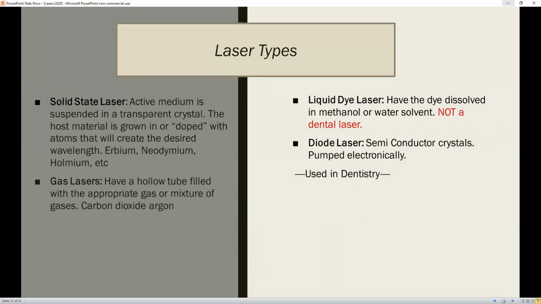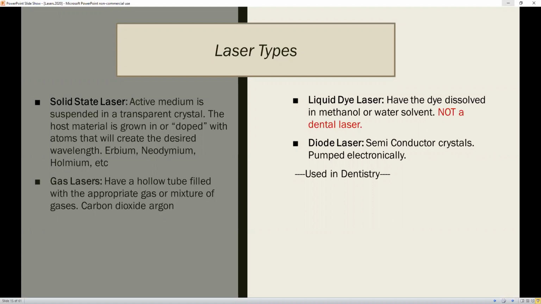Let's look at the different laser types. And there are 4 types of lasers here. You've got a solid state laser, which is an active medium suspended in a transparent crystal. And the host material is grown in and doped with atoms that will create the desired wavelength. You have gas lasers, which have hollow tubes filled with the appropriate gas or mixture of gases. There are liquid dye lasers that have dye dissolved in methanol or water solvents, and it's not used in dentistry.